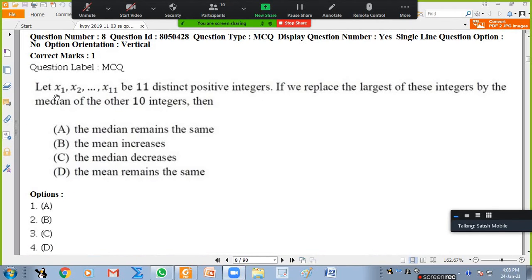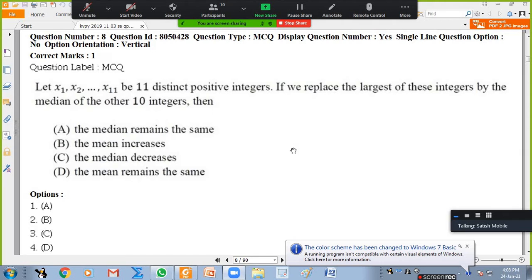Yeah, so we have to understand the question here. Let x1, x2, x3, ..., x11 be 11 distinct positive integers. If we replace the largest of these integers by the median of the other 10 integers, not all the 11, other 10 integers, then what happens to the median? Is it okay?